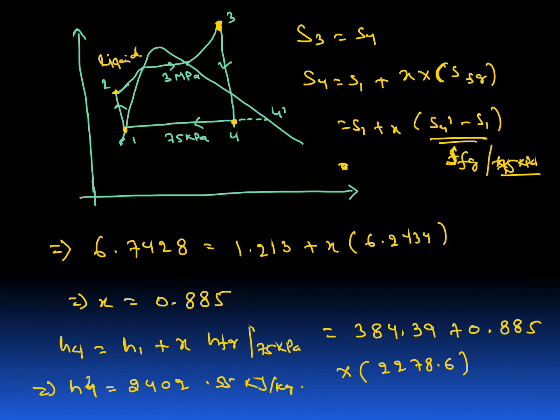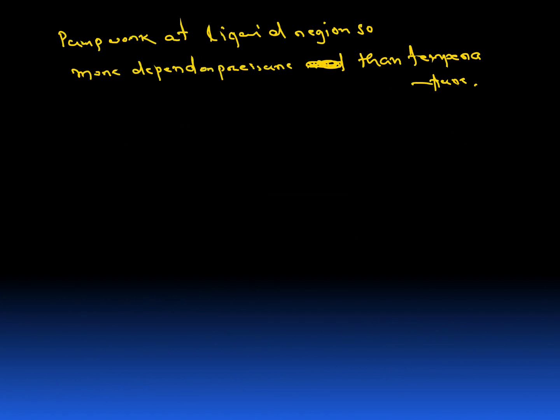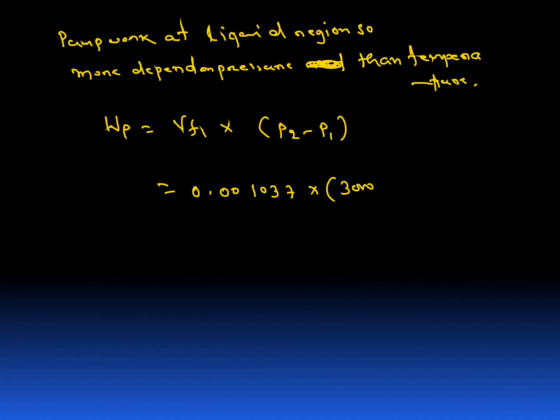So pump work WP is VF1, at 75 kilopascal, into P2 minus P1. P2 is 3 megapascal minus 75 kilopascal. Put the value: 0.001037 into 3000 minus 75. You will get 3.033322 kilojoule per kg. This is the pump work.